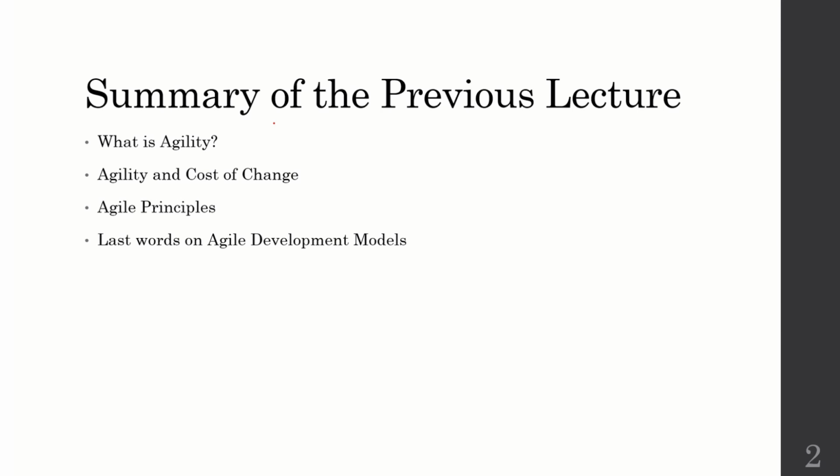So here we have a look at the summary of the previous lecture, in which we learned what agility is and the cost of change, like what is the impact of change on cost. And we compared the conventional models with the agile model. Then we had a look at agile principles. And finally, we talked about the agile development model approach.